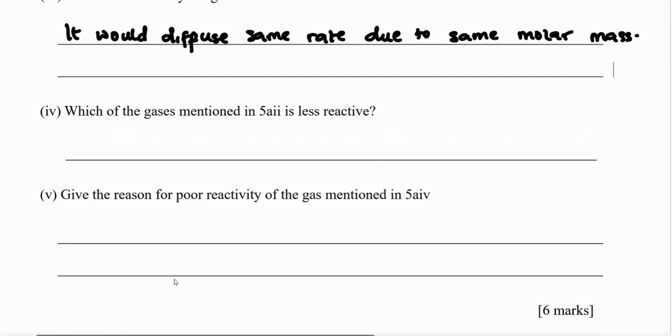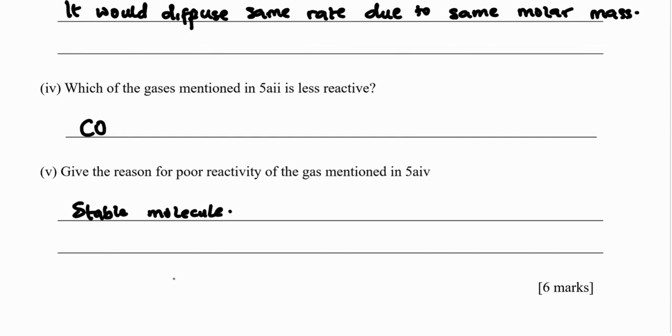Now, which of the gases mentioned in 5AII is less reactive? So the less reactive one is carbon monoxide. Okay. And the next question is give the reason for poor reactivity of the gas mentioned previously. Okay. So the reason is that it is a stable molecule. Okay. More stable than the other.